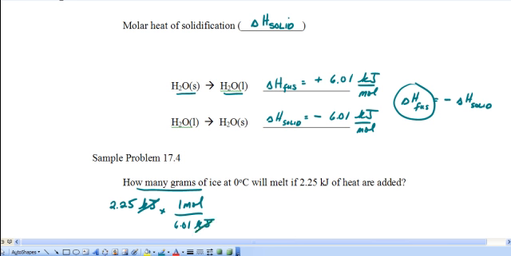You're in moles. They want grams, so you got to go from moles to grams, which is using the molar mass. The molar mass of water is 18.02 grams per mole. Just add them up. The moles divide out. And now if you take your 2.25 divided by 6.01 times 18.02, looks like 6.75 grams of ice will melt if you add 2.25 kilojoules of energy to it.